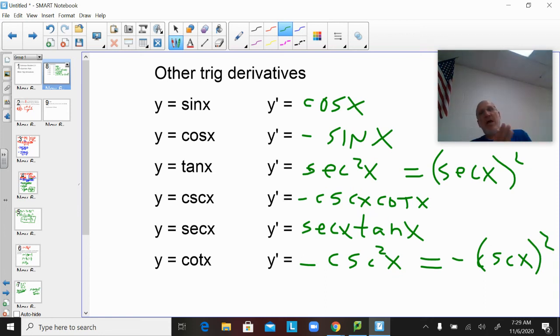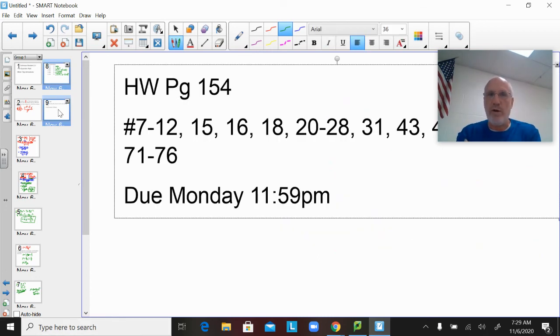So some of your assignment uses those. You have to go back and reference those since you're seeing them for the first time. But there you have it. Quotient rule, other trig derivatives. Your assignment is not a short one.